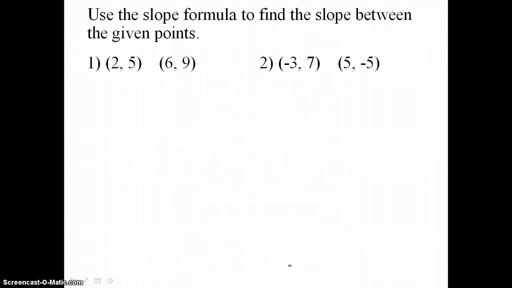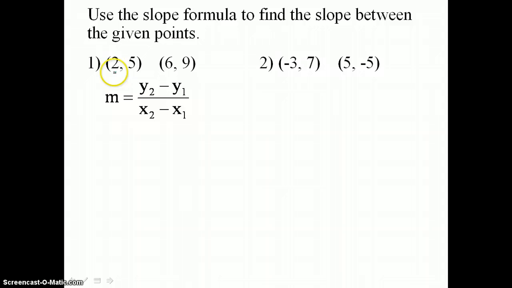So here we have these 2 problems. The first one, we have these 2 points. Now I could draw a coordinate plane and graph (2, 5), and then (6, 9) up here, and then connect them and then count and all that. But again, that's very tedious, a lot of work, or I can simply use our formula. So there's our formula. I'm going to subtract the y's and subtract the x's. So I want to always subtract them consistently.